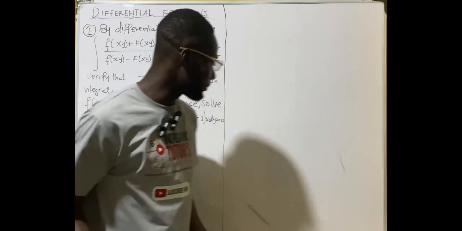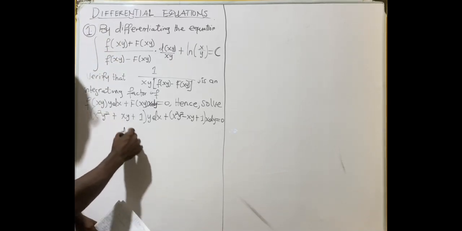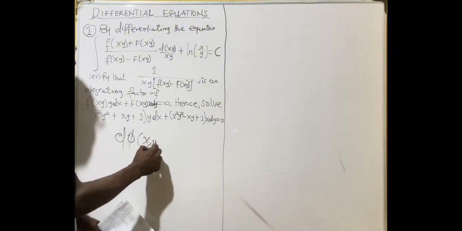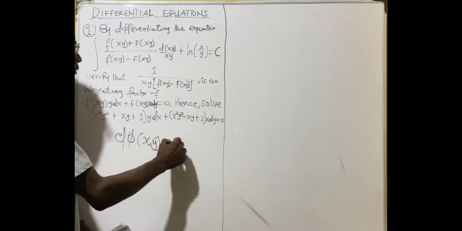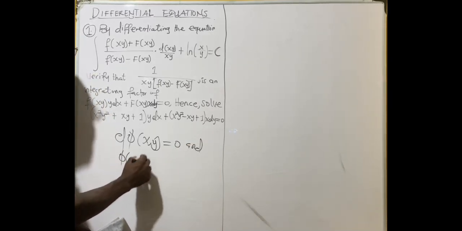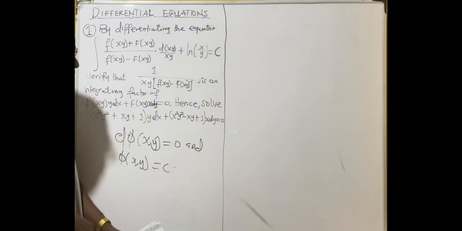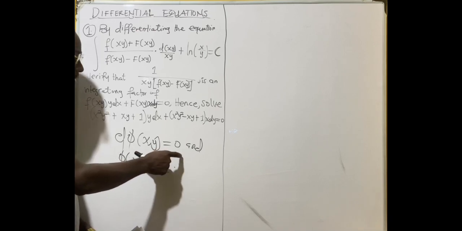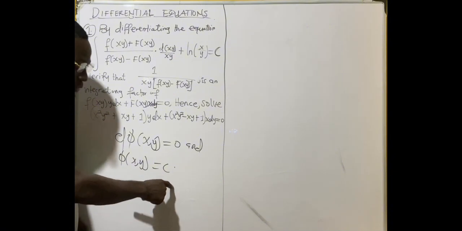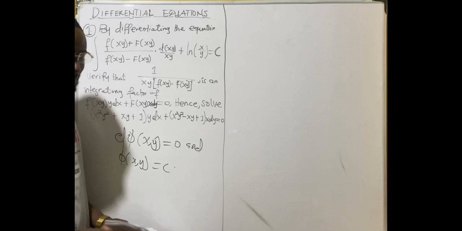After your multiplication, the new equation becomes the total differential of the function, and that equals 0. If the total differential equals this, then we can solve it: phi of x and y equals a constant. So now let's look at the problem at hand.